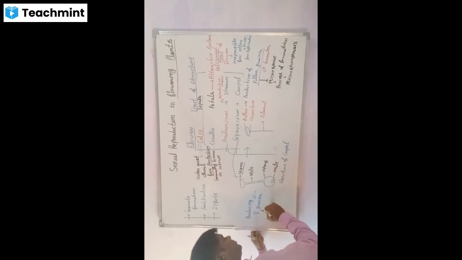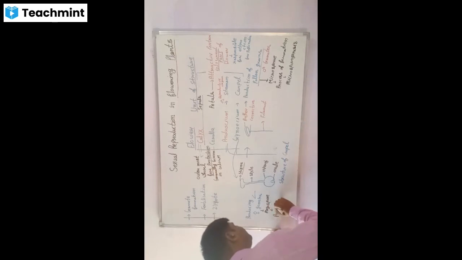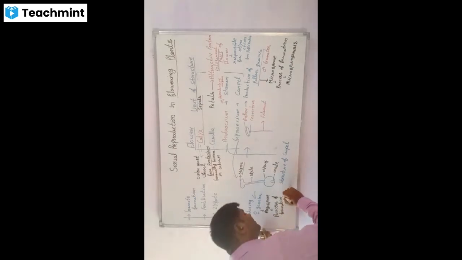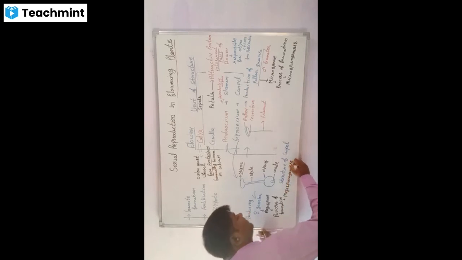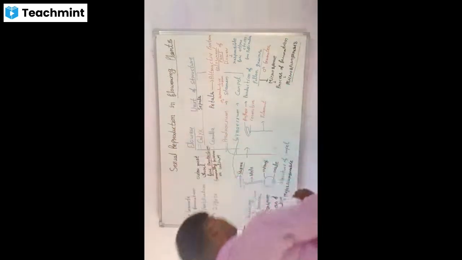This female gamete is known as megaspore. Megaspore, why are we calling it that? Because it is large in size. The process of formation is known as megasporogenesis. And both these topics are in your syllabus in detail.